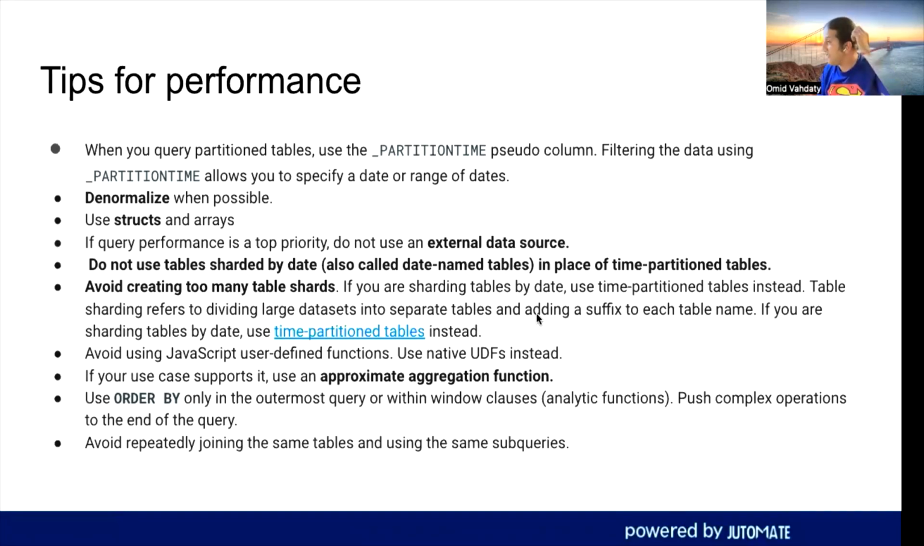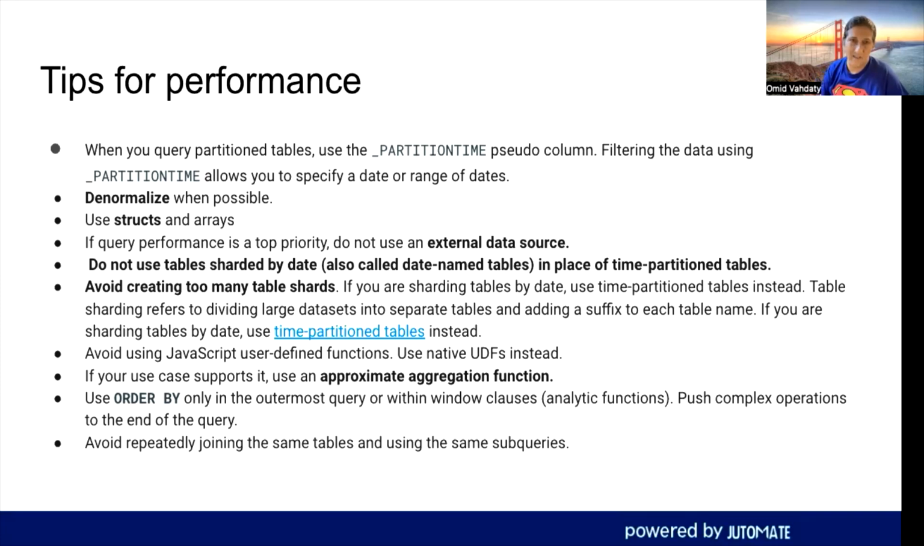Tips for performance and cost reduction. You can query partitioned tables. Some of the tables are partitioned, and you can use the pseudo column called partition time. This will essentially cut through the data and only filter the data you need for the specific date range.